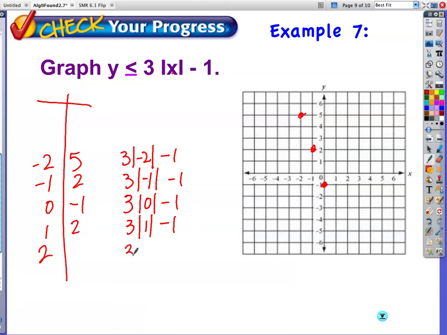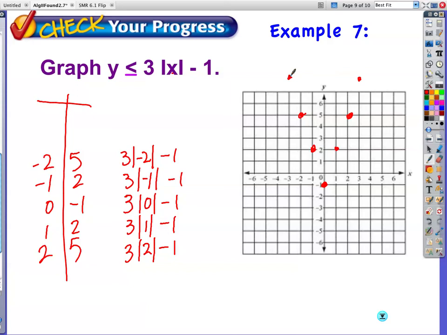And then I have 3 times the absolute value of 2. 3 times 2 is 6. 6 minus 1 is 5. I have my symmetry. I graph 1, 2. I can graph 2, 5. If I needed to, I could keep going because, have you noticed, this has a slope of 3. A slope of 3. I would keep going. Kind of funny because it looks like I have a slope of 3. It's just an absolute value. All right. Enough with that.